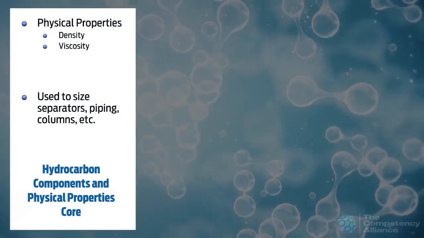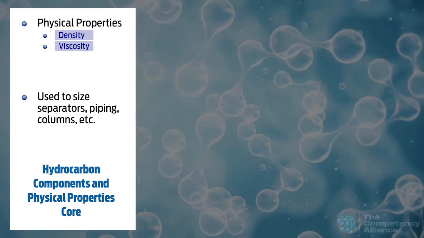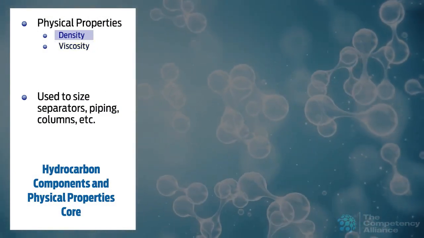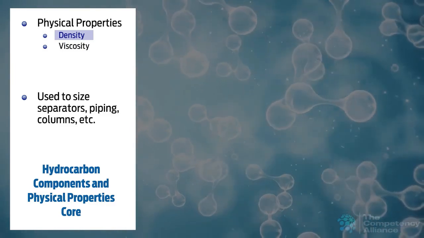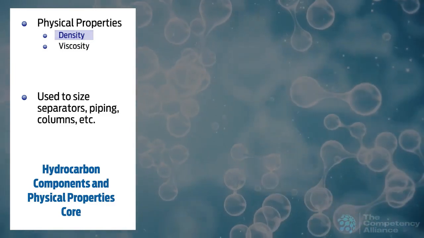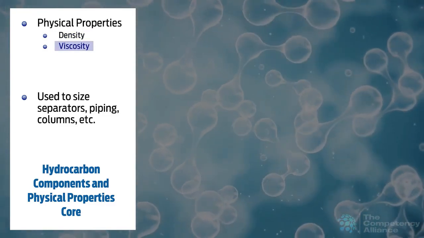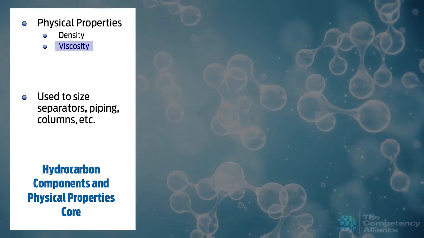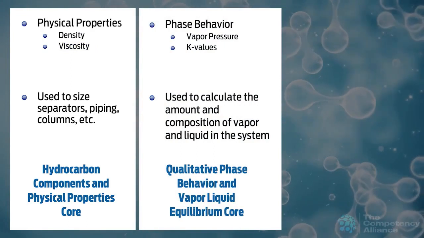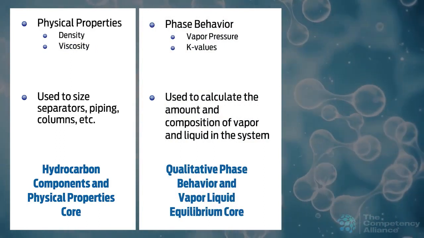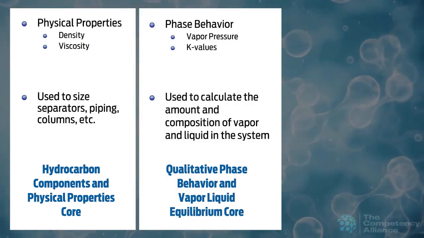Physical properties, such as density and viscosity, are important because they are used to size equipment. Density is used to calculate actual volumetric flow rates, which in turn are used to calculate velocities inside piping and vessels. Viscosity is an important property used for sizing piping, separators, mass transfer equipment, and heat exchangers. Phase behavior is important as it tells us at the various operating conditions whether our fluids will be in the vapor phase, liquid phase, or two-phase region.